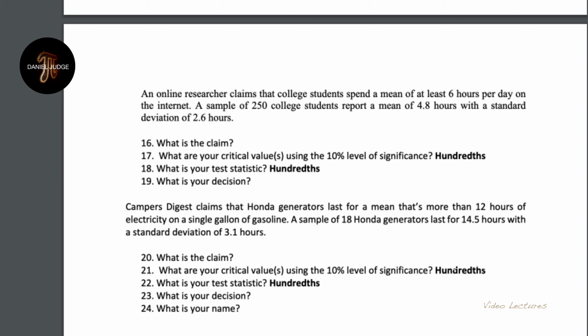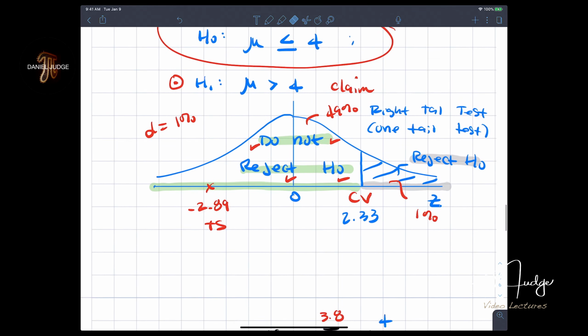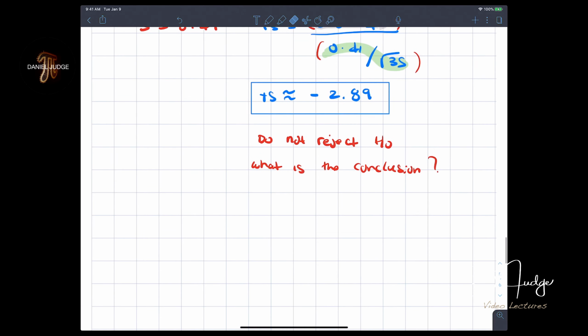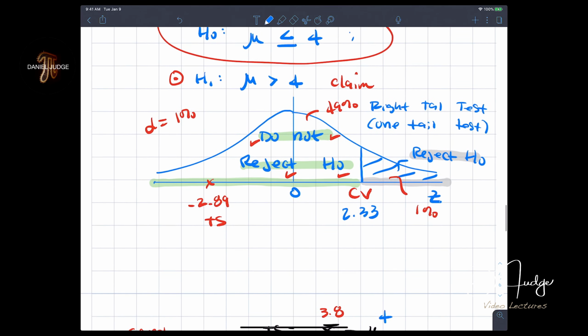Now let's go to the iPad and let's write down our decision for this situation. Let's see who knows this. Here's what I'm going to say. I'm looking at it. Do not reject the null. Here's what you write down. The sample, blank the claim. The sample, ladies and gentlemen.